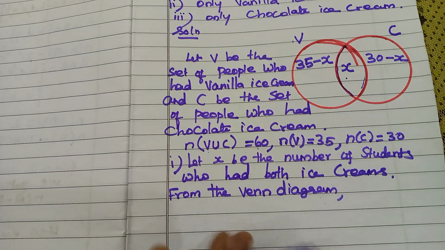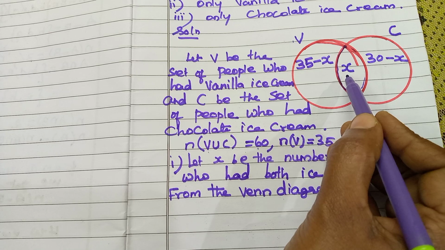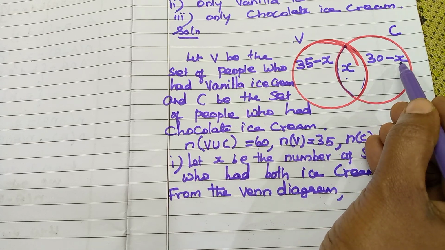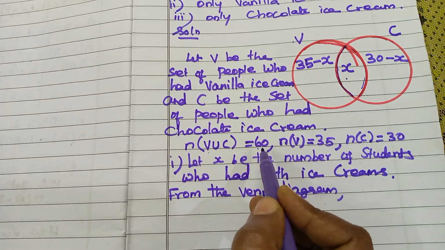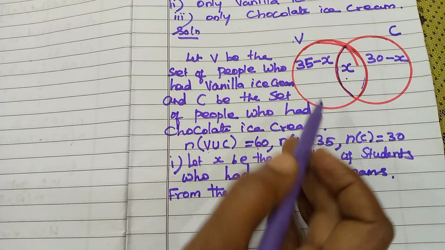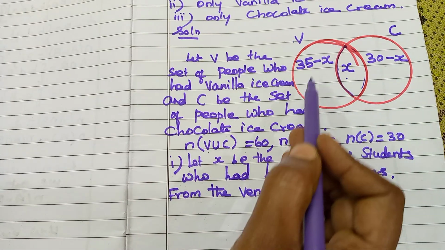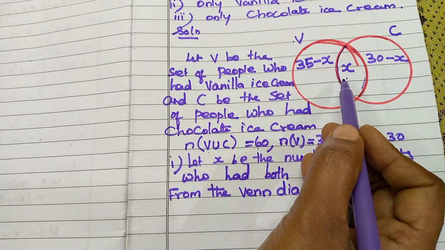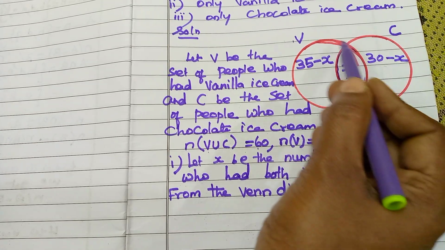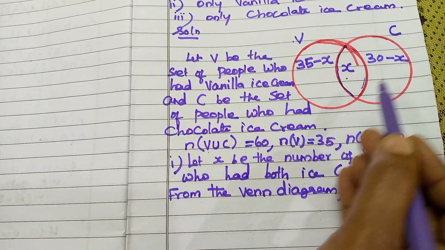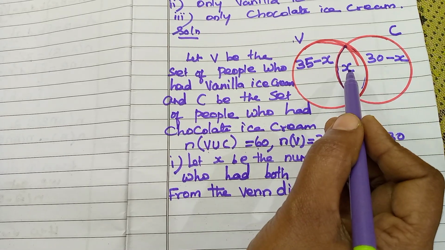So from the Venn diagram we can write 35 minus X plus X plus 30 minus X equal to B union C. What is B union C? 60. Did you understand, students? This B set plus C set is given 60. B set is 35 minus X, intersection part is X, and this is 30 minus X, together that is B union C. B union C is given 60. Using this we can find out easily the X value.